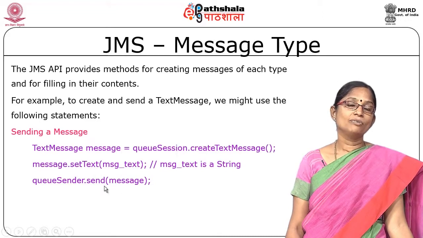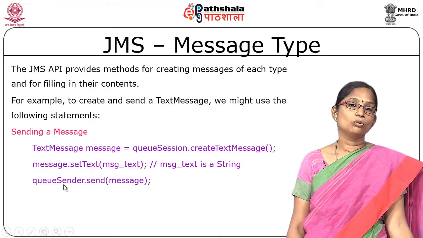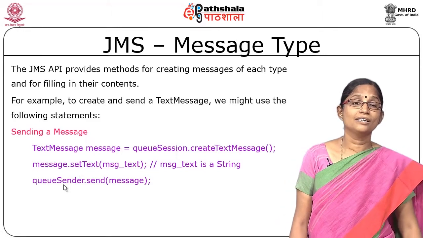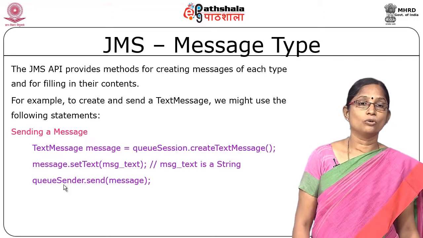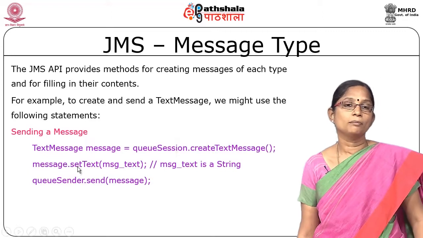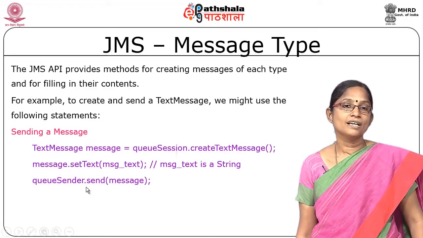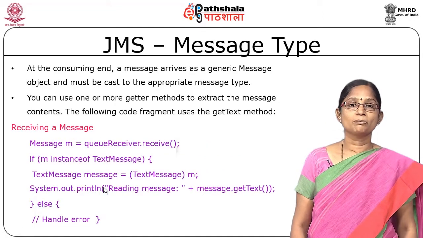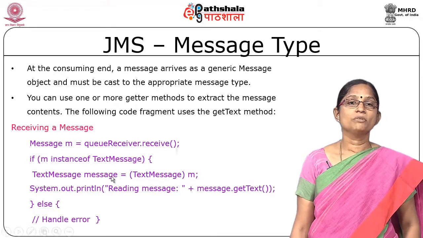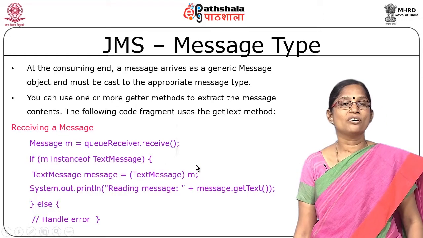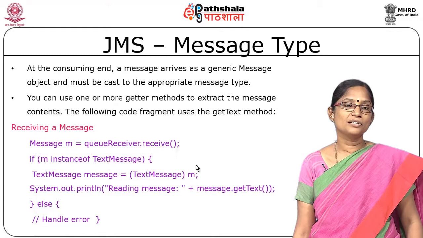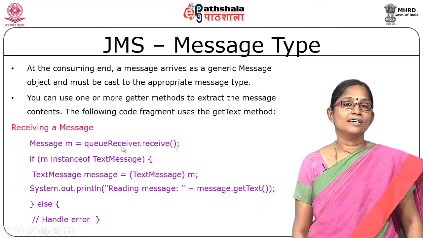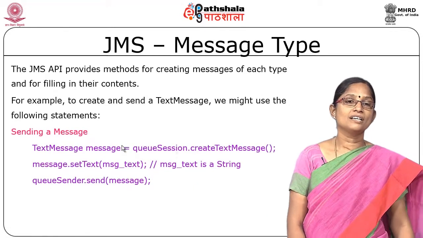Again, for sending, we have to invoke this method on a particular sender object. Already we have seen there are two things, either queue sender is there, or topic publisher is there. So, over the publisher or the sender we can send this message. Similarly, we can see how to receive the message also. At the consuming end, the message arrives as a generic message, then it has to be cast to the appropriate message type.